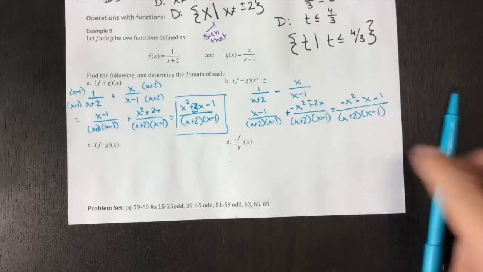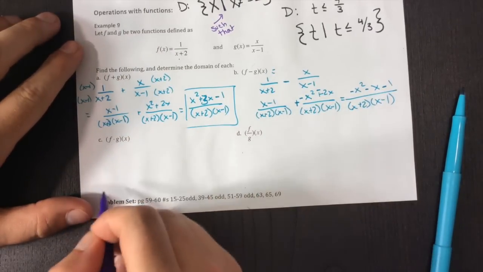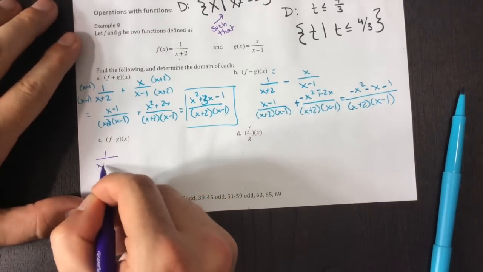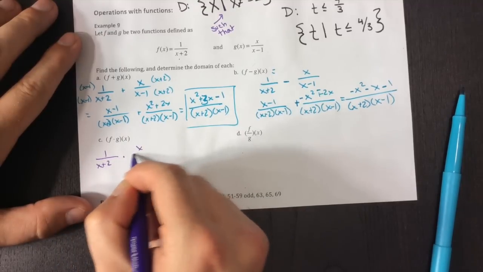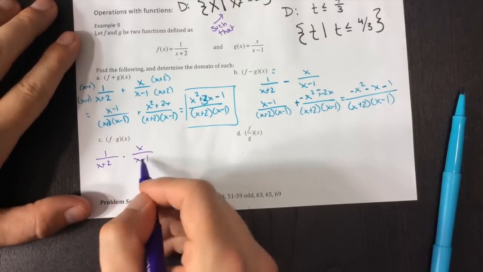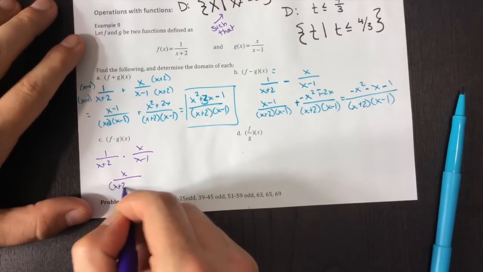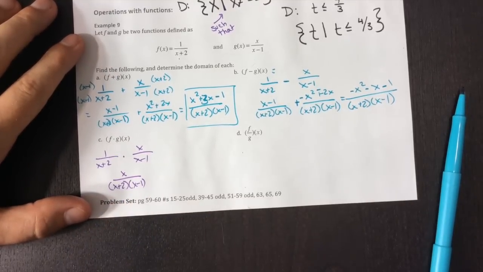Likewise, when we're doing addition, we can do multiplication or division. So with multiplication, that would look like 1 over x plus 2 times x over x minus 1, which is really easy. We just multiply the tops, multiply the bottoms. So that's x over x plus 2, x minus 1.